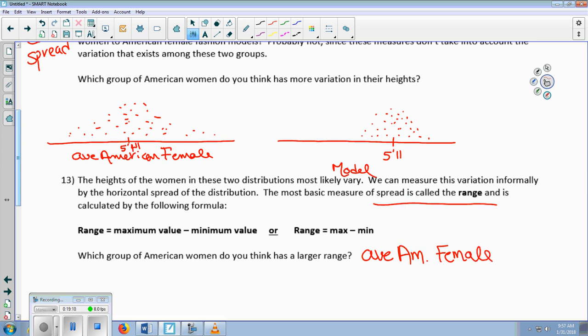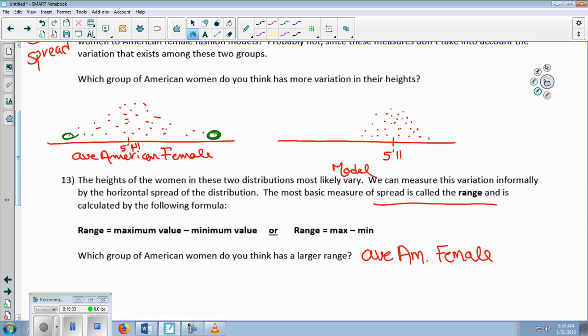The range is calculated by literally looking at the difference between the maximum value and the minimum value. So it's only looking at 2 data points to calculate it, which makes it nice and easy to calculate, but again, could be very misleading.